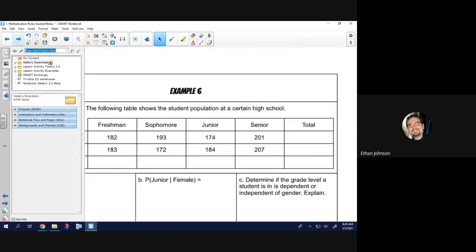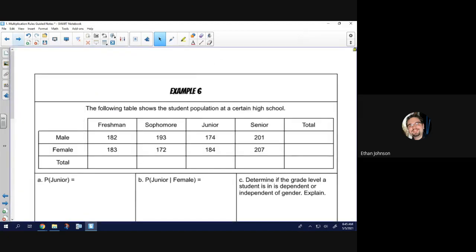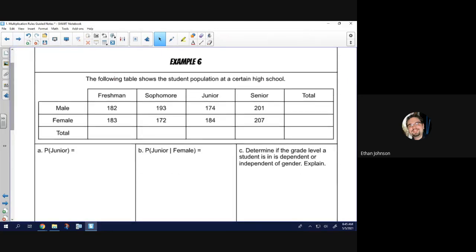Last two sets. Example 6. The following table shows the student population at a certain high school. I give a table, except, unlike the first table we looked at, we don't give you totals. So here's the thing. Be prepared from now on, whenever you get a table, to not have your totals. So we're going to need to know the total number of freshmen, sophomores, juniors, seniors, total of male, female, and we need our grand total.